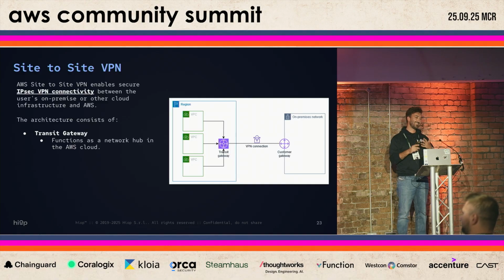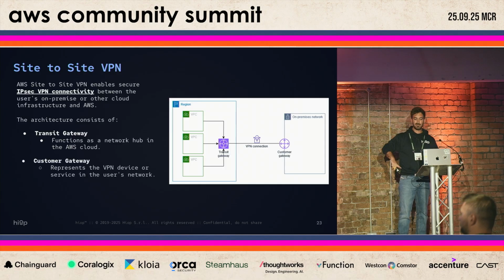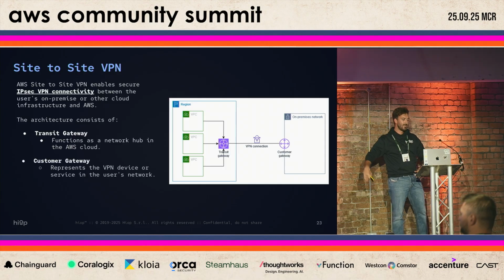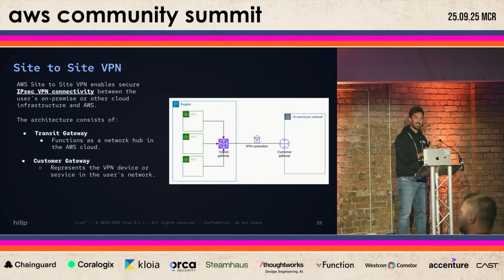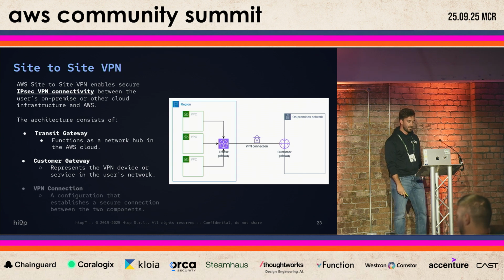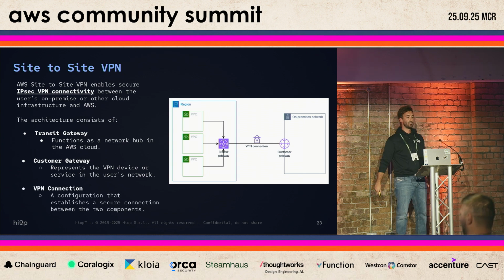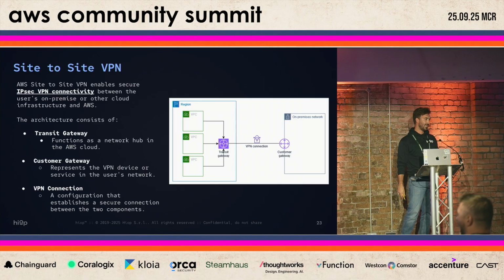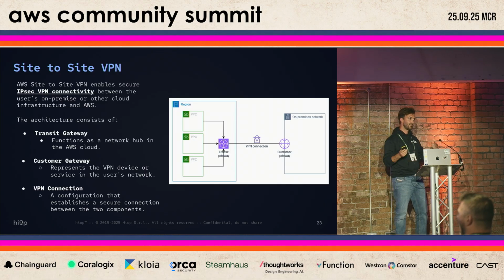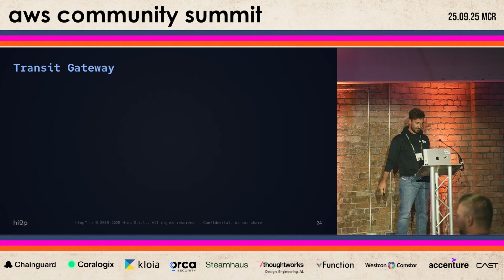Basically, it's a network hub for AWS VPCs. Then there is the customer gateway on the other side, that represents the VPN device, like a router, or another type of component in different clouds, for example, but it represents the user device and the user network. And then there is the VPN connection that just acts as a configuration layer and allows you to create multiple tunnels, but we will see it later.